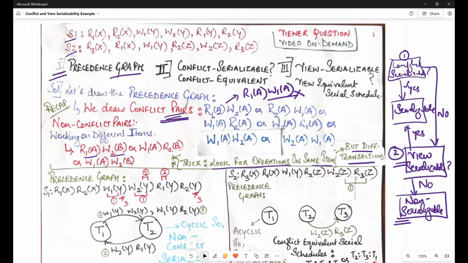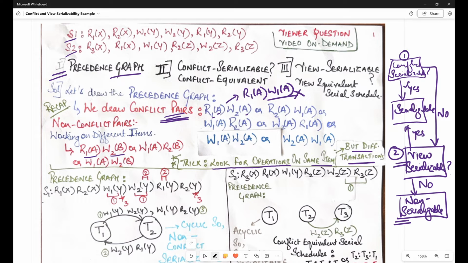So for example, this is a schedule. When we have to identify the conflict pairs, the easiest thing is to start with a single item and go item by item. For example, start with X, then go to Y, then go to Z, and check where two different transactions are performing read-write, write-read, or write-write operations on the same item. Since you are going item by item, you always look for the same item but two different transactions performing different kinds of operations. So let's implement it now.